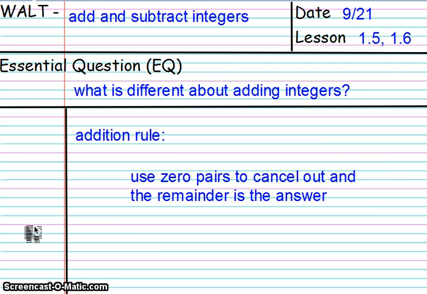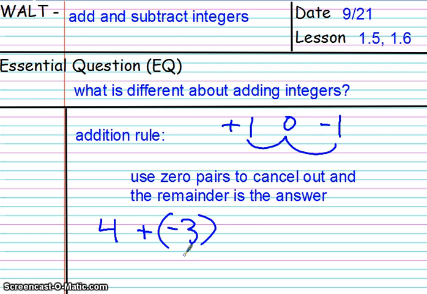Now what does this mean? If I have a plus 1 and a negative 1, and we put those two together, they're both the same distance from 0, so they would cancel each other out. So let's look at that in an addition problem. Let's say we have positive 4 plus a negative 3.